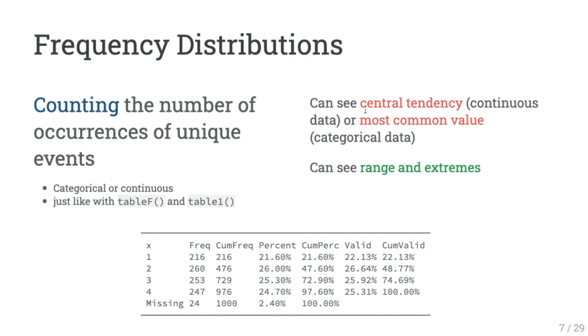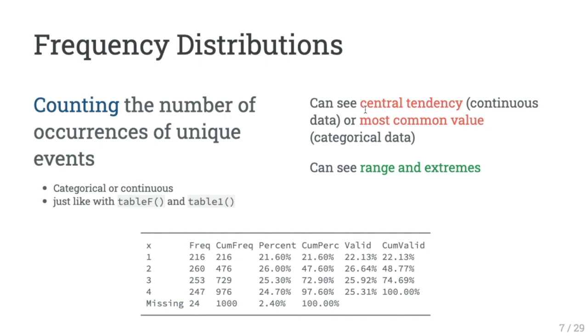So one of the first things that we try to understand with a lot of types of data, particularly ordinal and nominal, is frequency distributions. And this is simply just counting the number of occurrences of each event. So you can use it with continuous, but you see it a lot more with the ordinal or nominal variables. You can use a table F or table 1 function in the furniture package in R.